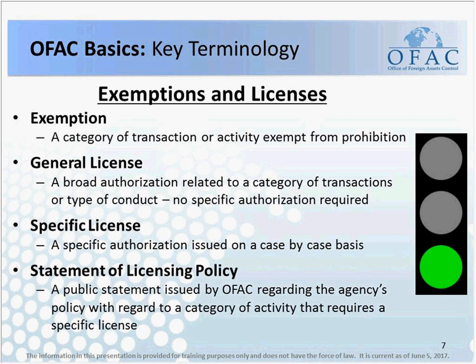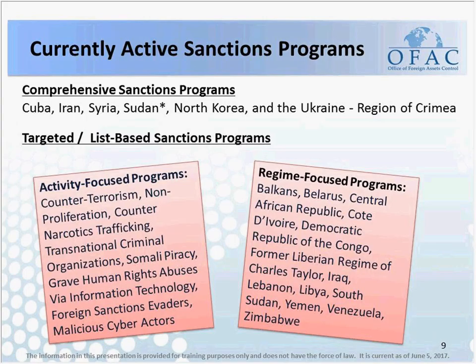All right, now we'll transition from OFAC basics to sanctions programs. Slide 9. So OFAC administers and enforces 26 sanctions programs and maintains over 5,500 entries on the SDN list. OFAC's objective is to identify, expose, isolate, impede, and incapacitate foreign adversaries and their support structures. OFAC accomplishes these objectives in 5 ways.